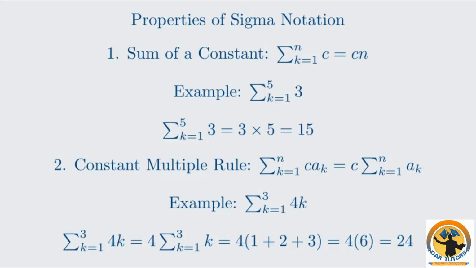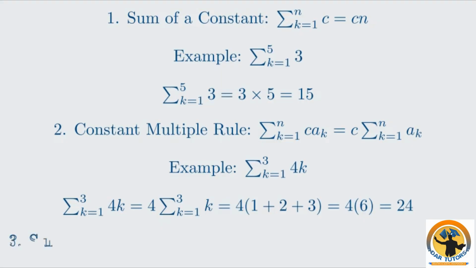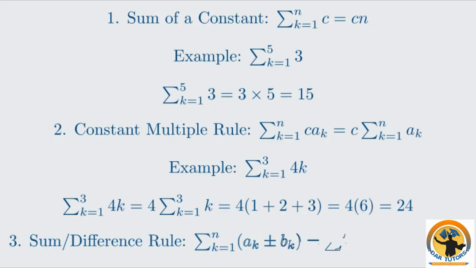The third property is the sum and difference rule. If your general term is a sum or difference of two functions of k, you can split the summation into two separate summations. This allows you to evaluate each part independently and then add or subtract the results.